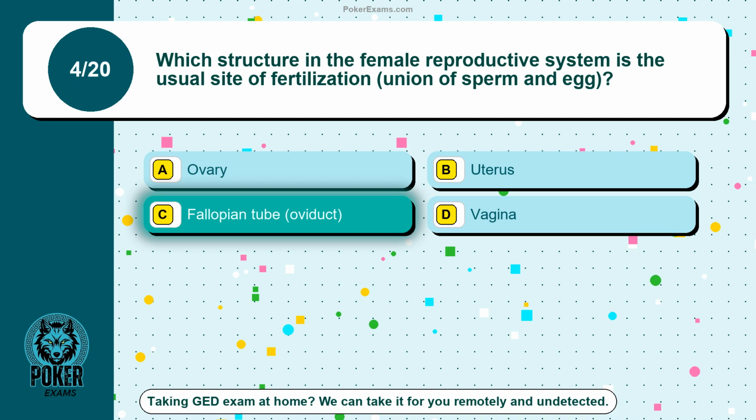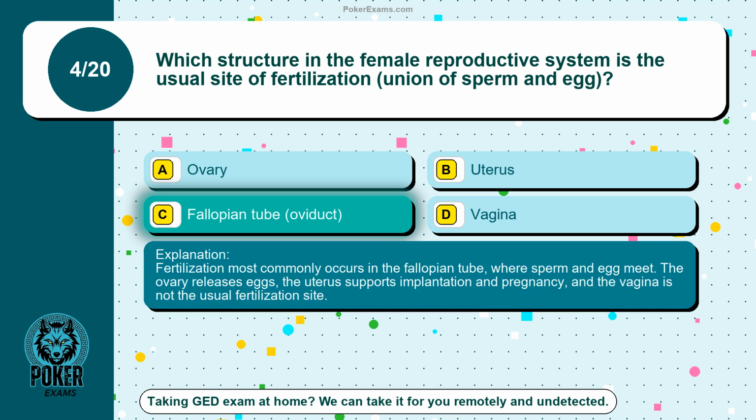The correct answer is option C, fallopian tube, oviduct. Fertilization most commonly occurs in the fallopian tube, where sperm and egg meet. The ovary releases eggs, the uterus supports implantation and pregnancy, and the vagina is not the usual fertilization site.